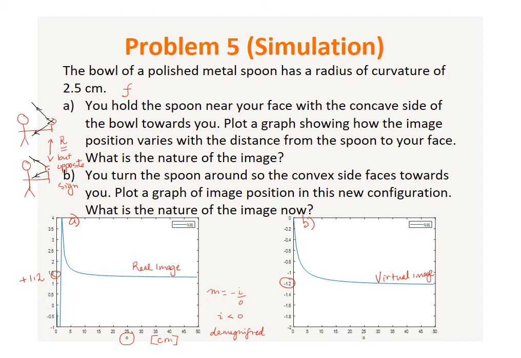Again, the magnification will be very much diminished because our image distance of 1.2 centimeters is going to be much less than the object distance, which is the distance of your face from the spoon. The other thing to notice is the sign of the magnification. So in situation A, we have a real image and a real object, so the magnification is negative and it's going to be inverted.